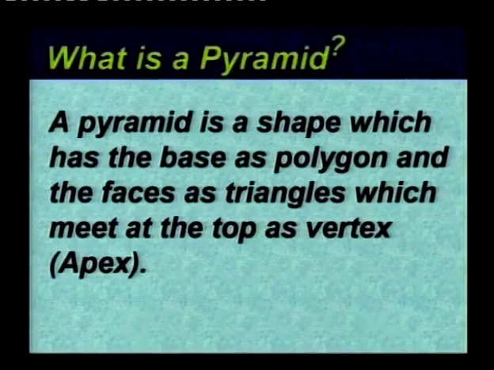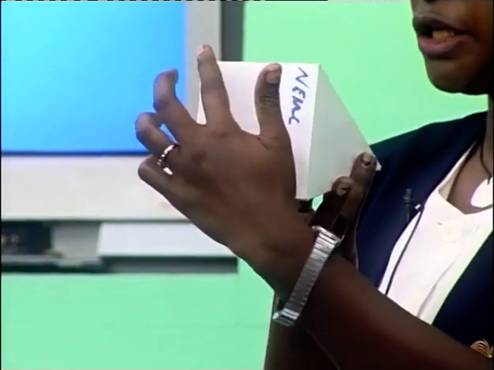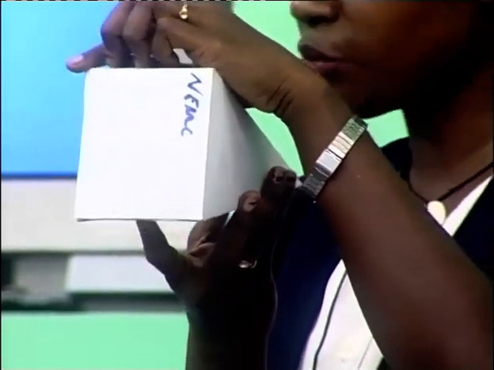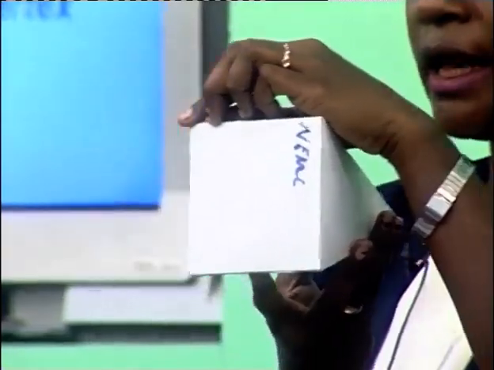Okay, it has a polygon base. This is what we mean by polygon base. What is the shape of the base of this pyramid? Okay, it is in the form of a square. So it is a square base pyramid.